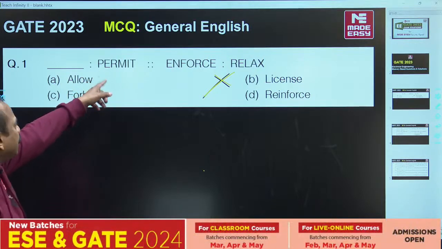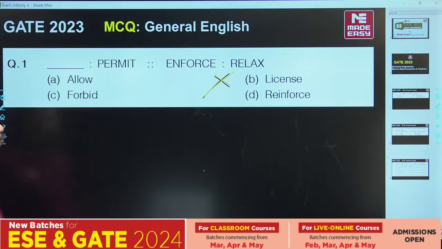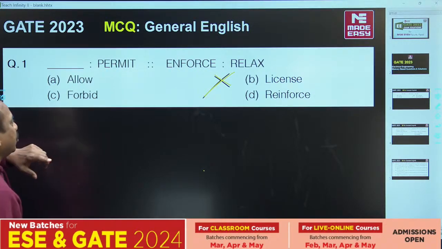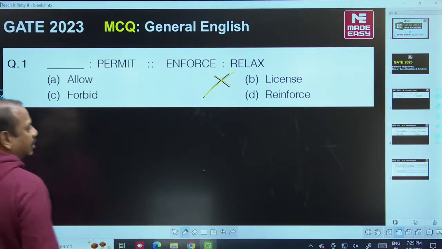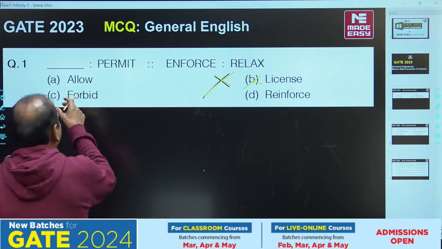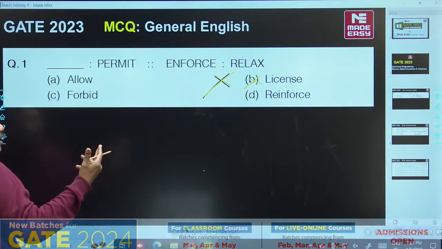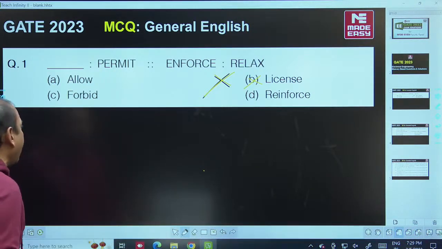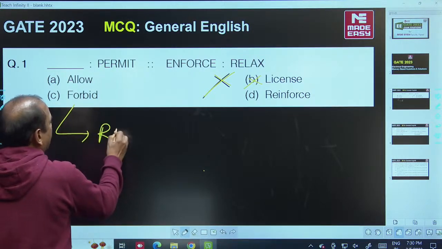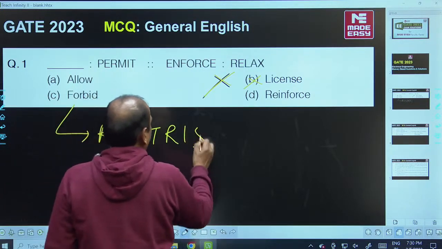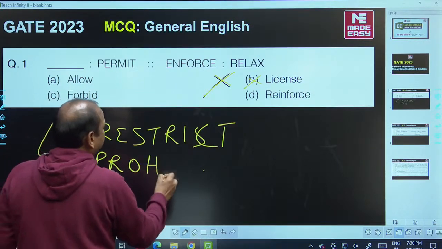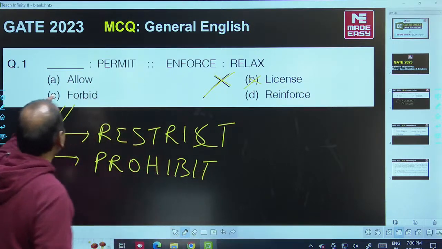You need to find the opposite word for the word permit. Does permit have a positive sense or a negative sense? It has a positive sense, so you need to choose something just the opposite in sense. Allow and license don't fit the context. Then reinforce, forbid, allow. Permit is to allow somebody to do something, or allow something to happen. So the answer is obviously the opposite, which is to restrict. Forbid is to restrict. It also means prohibit. You have a lot of synonyms of this word. So the answer is C.